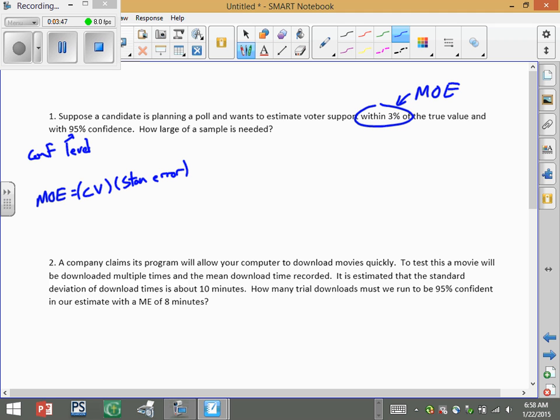Okay, so here we go. Support for a candidate is a percentage, so we're talking about a proportion problem here. The margin of error is 0.03. What's the critical value associated with 95%? That should be in the back of our brains, 1.96. And since this is proportions, we're going to use the square root of pq over n. The n is what we're going to solve for.